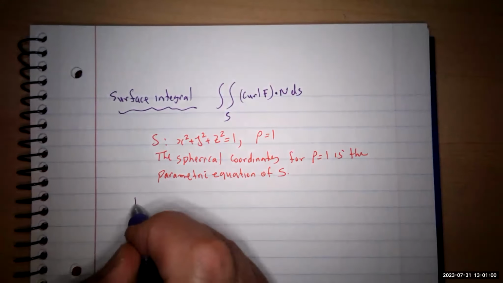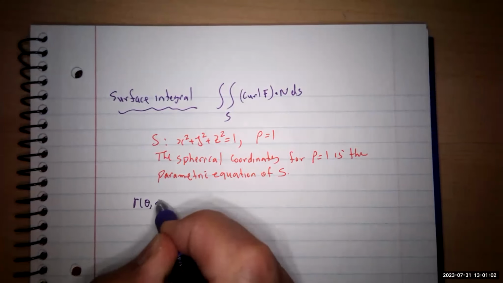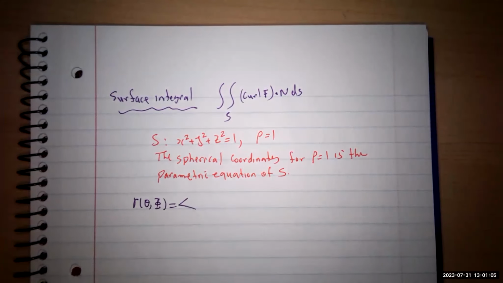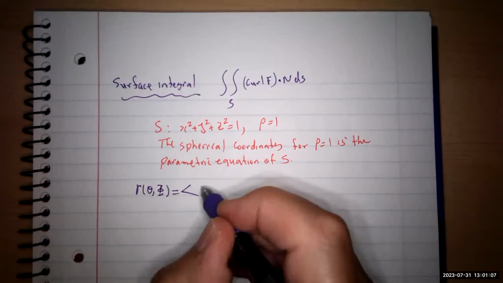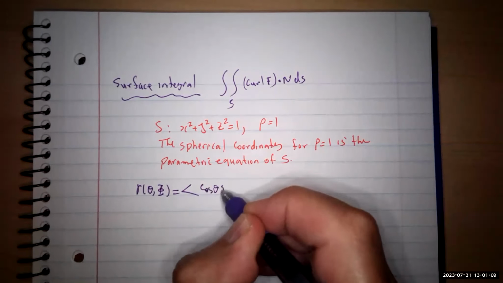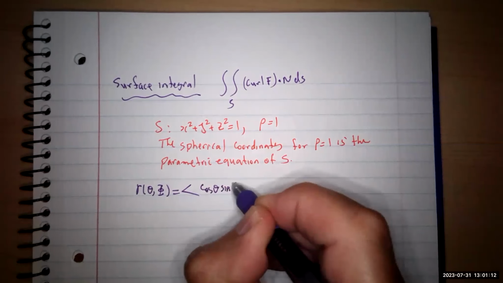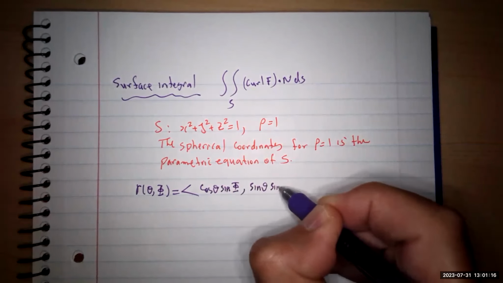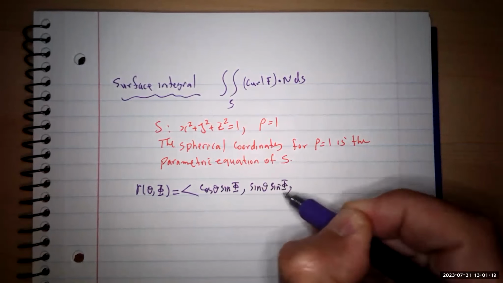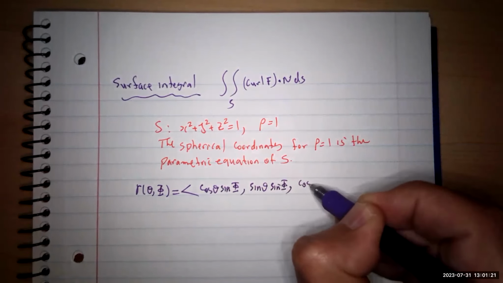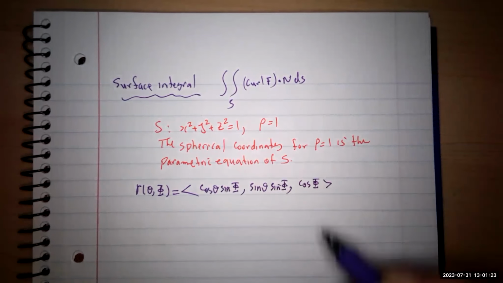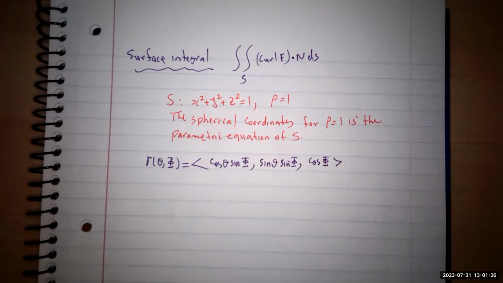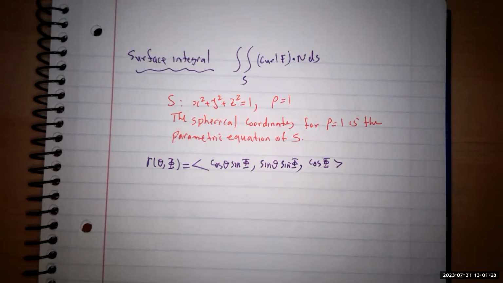Okay, so there you are. r of theta and phi, where rho is 1. So that's cosine of theta, sine of phi, sine of theta, sine of phi, and the last one is cosine of phi. Remember rho is 1. We already talked about it, so you can use it. And that's it.